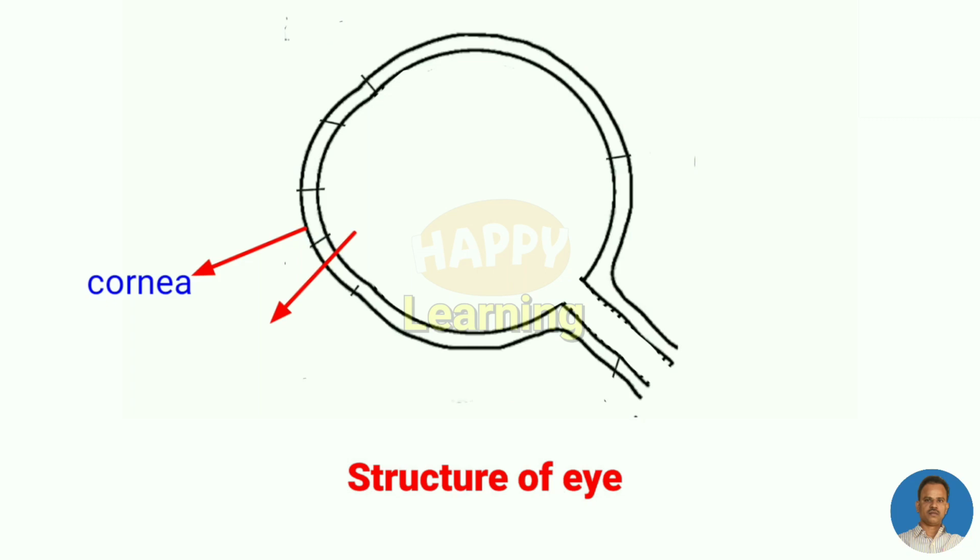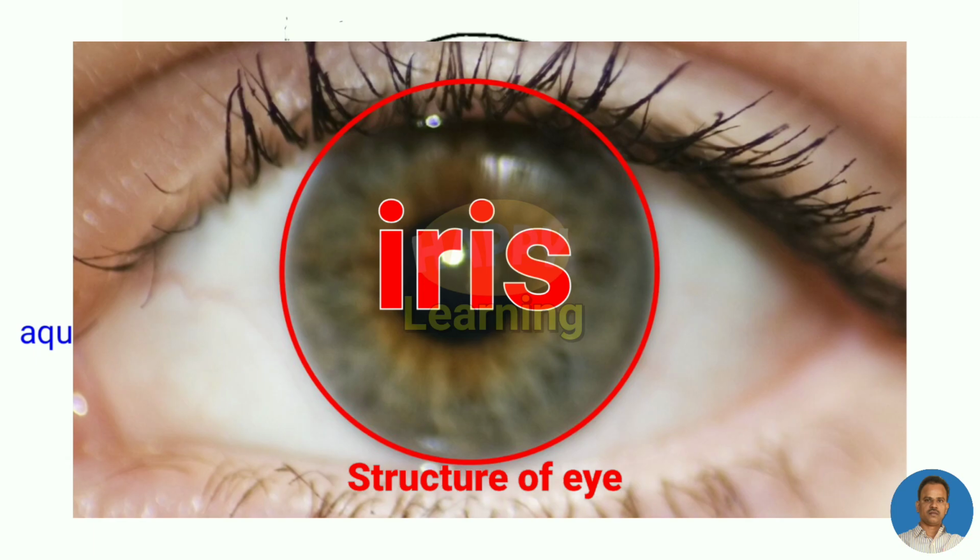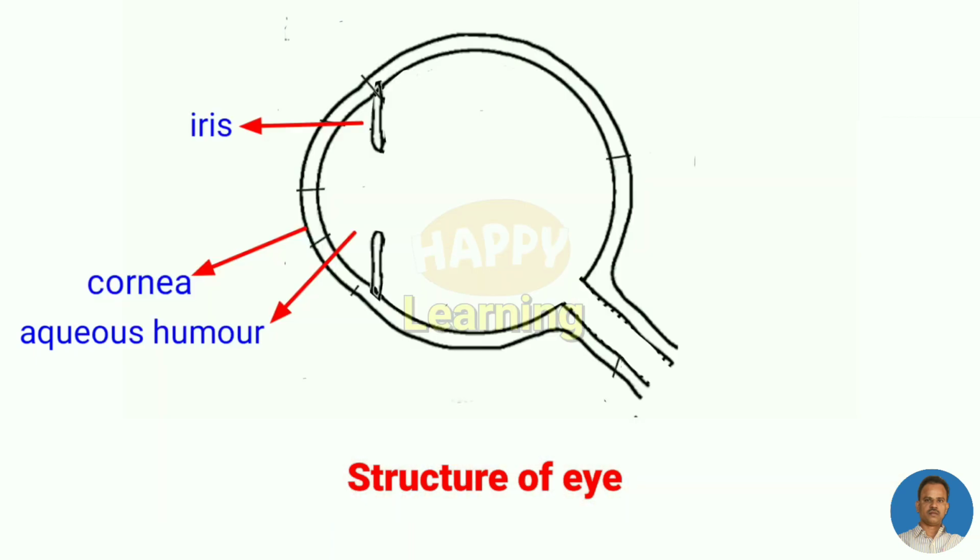Behind the cornea, there is a place filled with a liquid called aqueous humor, and behind this aqueous humor we have a muscular diaphragm called iris. Iris is the colored part that we see in an eye. Iris has a small hole in it which is called the pupil.